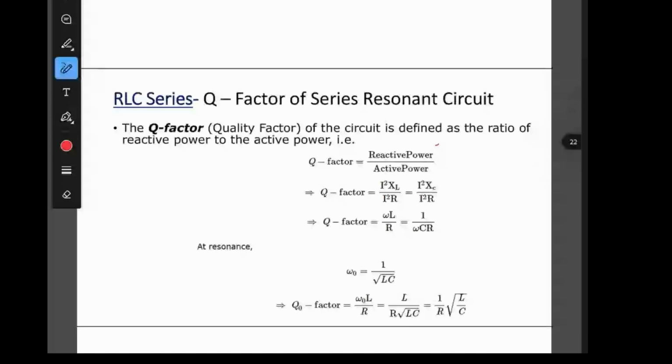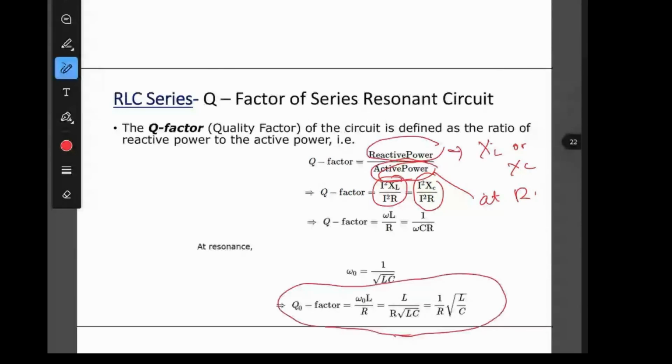Q factor is reactive power divided by active power. Reactive power is power at XL or XC. Active power is power at R, so power at resistor. So we can get XL over R or XC over R. Then Q factor, XL over R equal to XC over R. So finally we can get this formula for Q factor for series resonance circuit.